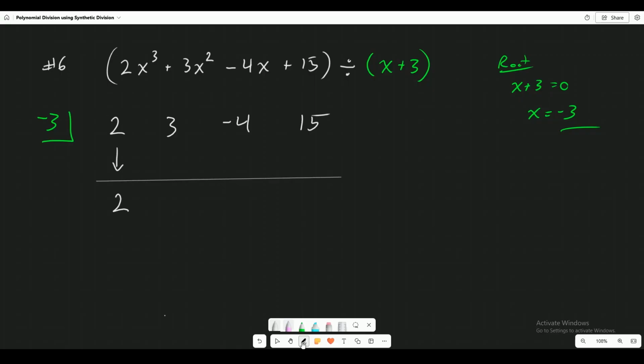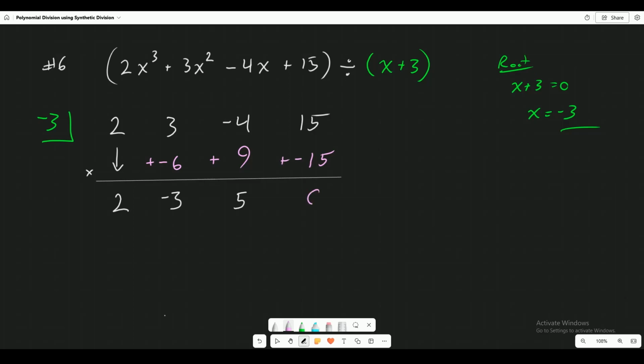Now we multiply. Negative 3 times 2 is negative 6. Add. We get negative 3. Multiply again. Negative 3 times negative 3 is positive 9. Add. You always add, okay? Negative 4 plus 9 is equal to 5. Negative 3 times 5 is negative 15.